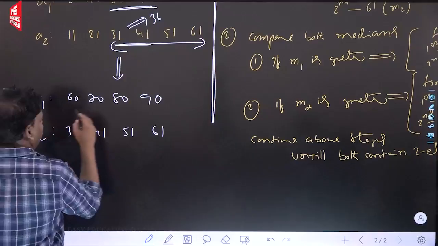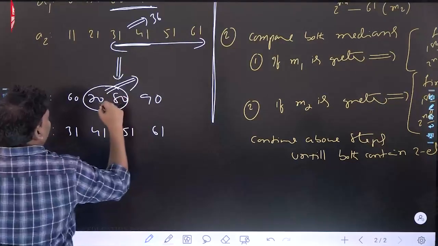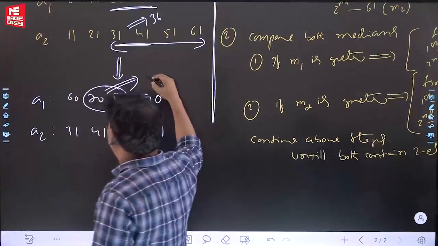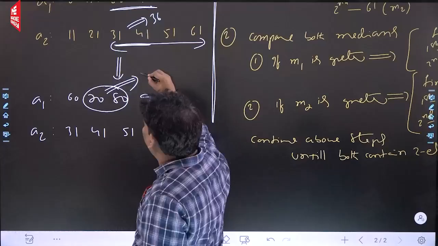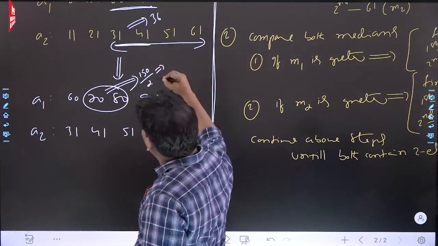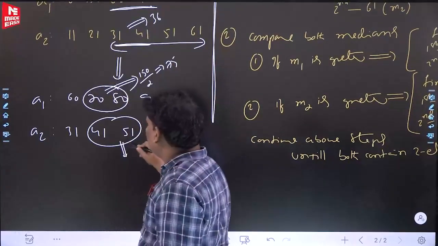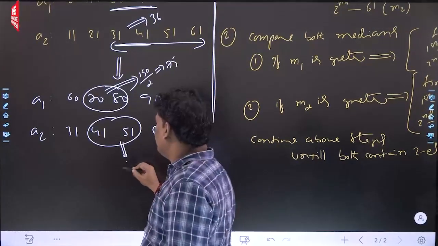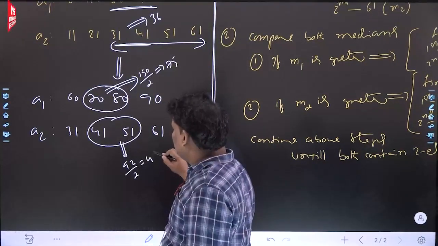Can you help me now? Continue. Find the mid element. I think the mid element again, here it is an even number, so 70 plus 80 by 2. What is the answer? 70 plus 80 is 150. 150 by 2 goes to how much? 75. This also, find the median. 41 plus 51 is 92, by 2. 92 by 2, I think 46.